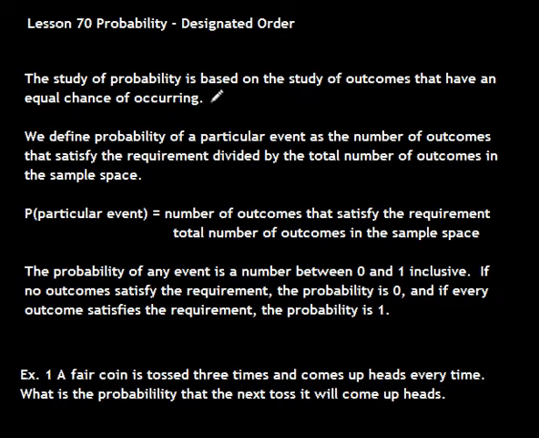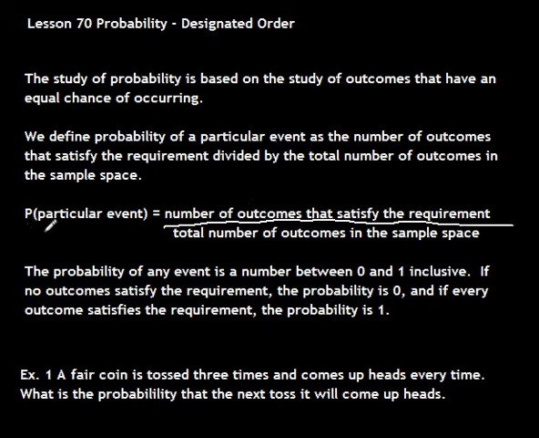of occurring. Like, for example, if you're flipping a coin, you have an equal chance of getting a head or getting a tail. So that's the kind of outcome that has an equal chance of occurring. We define probability of a particular event as the number of outcomes that satisfy the requirements divided by the total number of outcomes in the sample space. So all this probably sounds foreign to you right now. I'll try to make it come down to your level in a minute.